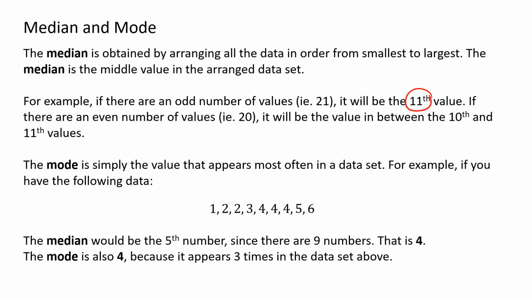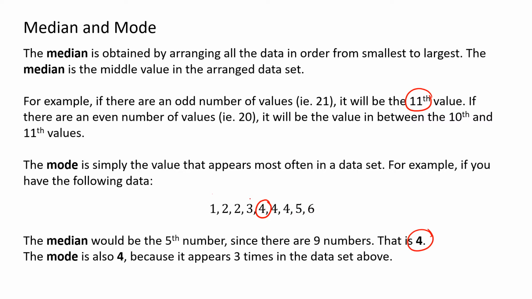So if you want to see this in practice, I have another data set here. I've ordered it from smallest to largest. So I have 1, 2, 2, 3, 4, 4, 4, 5, and 6. If you count these up, you have 1, 2, 3, 4, 5, 6, 7, 8, 9 values. Because they're arranged from smallest to largest, the median is the middle value. If you have 9 terms, it would be the 5th value, because there are 4 values to the left of it and 4 values to the right of it. So your median here is 4.